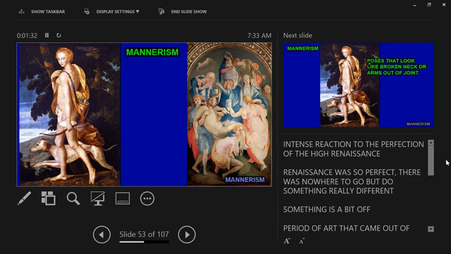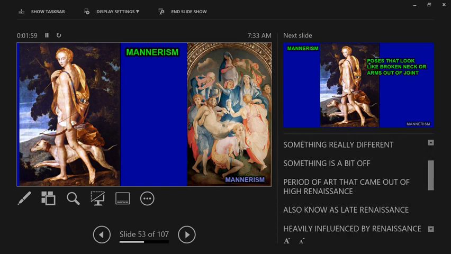So we have this, and I will illustrate a pendulum that swings back and forth as artists then react to each other, and artists react to the previous group of artists. So this is an intense reaction to the perfection of the High Renaissance. The Renaissance was so perfect, there was nowhere to go but to do something really different. And sometimes with mannerism, something is wrong.